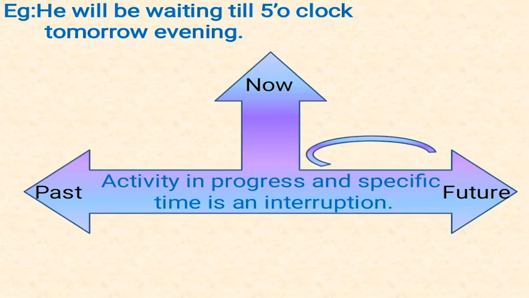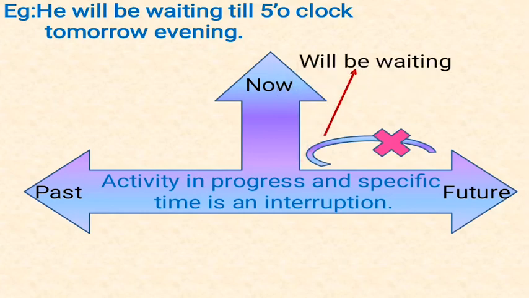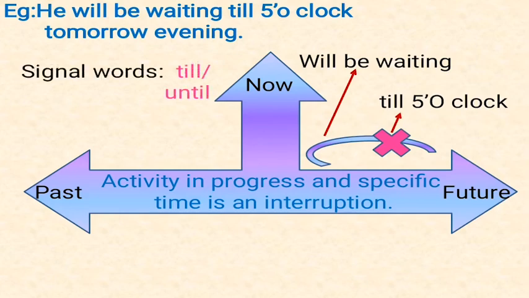Okay. So, here we can say that this is interrupted. Which action is interrupted? Will be waiting. It is interrupted by the time, that is till 5 o'clock. And what are the signal words for this? Till or until. These are the signal words for the future continuous tense.